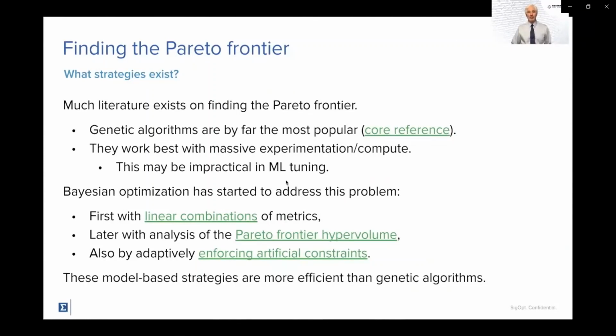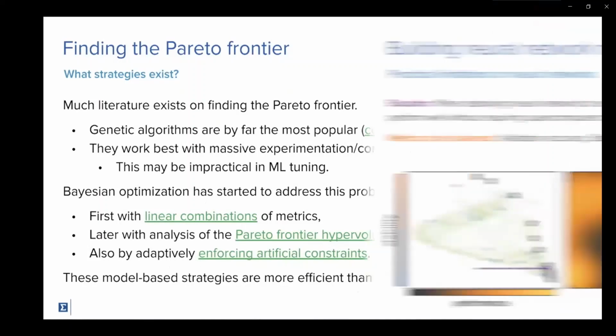This is probably impractical. Bayesian optimization, fortunately, has started to address this problem, first with a linear combination of metrics, later with some analysis of the Pareto Frontier hypervolume, and finally, and more recently, by adaptively enforcing artificial constraints. These model-based strategies are much more efficient than genetic algorithms. And in particular, you can take a look at our article in order to read more on this topic.